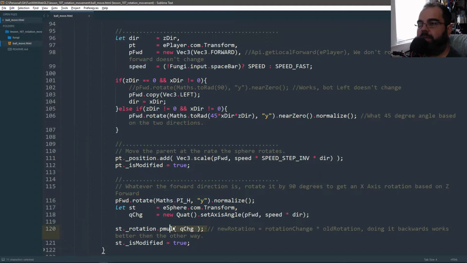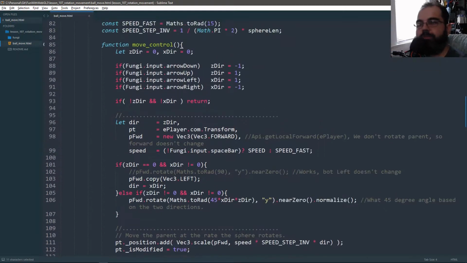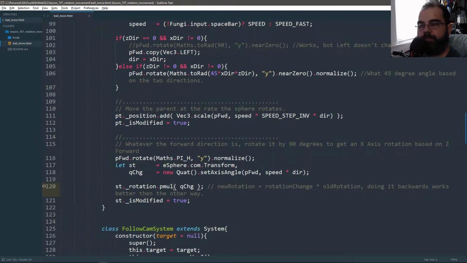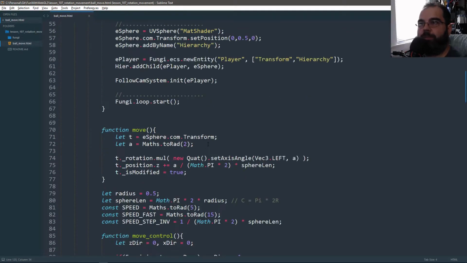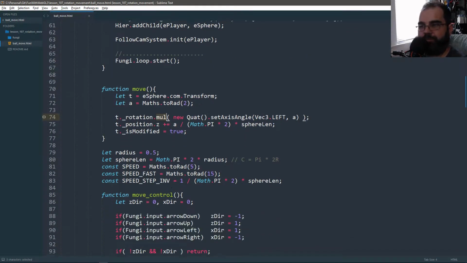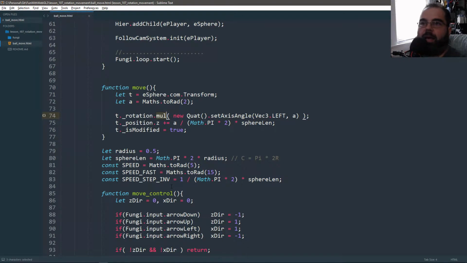Yeah, I think I commented. This is the part, that rotation. P mul. That means I change the order. I do rotation change times old rotation equals new rotation. Like I said, it works here perfectly. But over here it's backwards. I'm just using regular mul, multiply. Like I said, I don't understand it. It should work either way. It probably can work. I haven't tried.